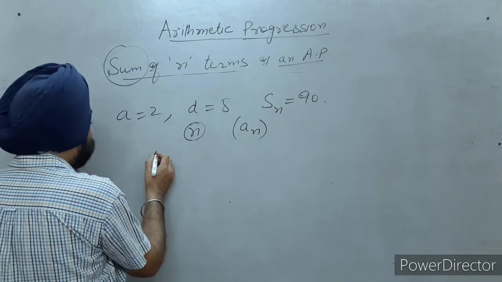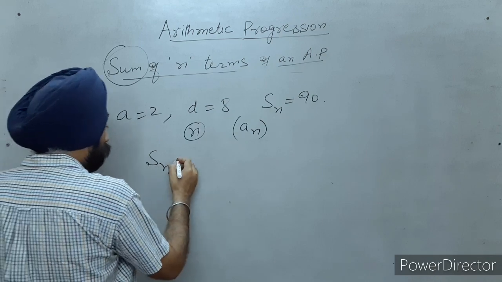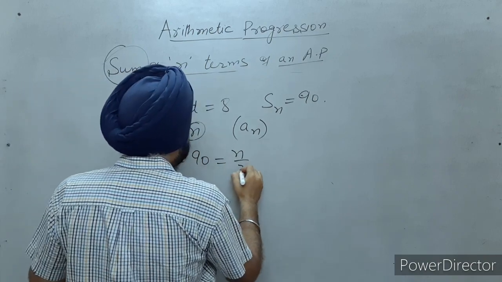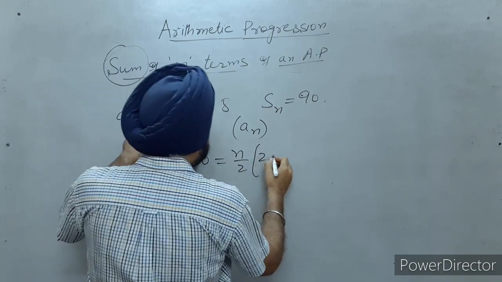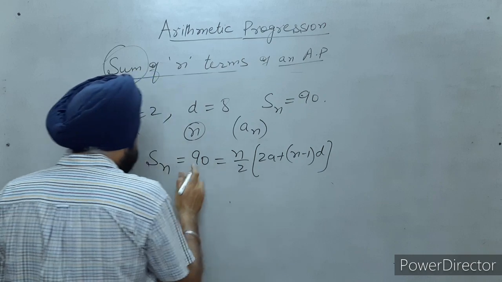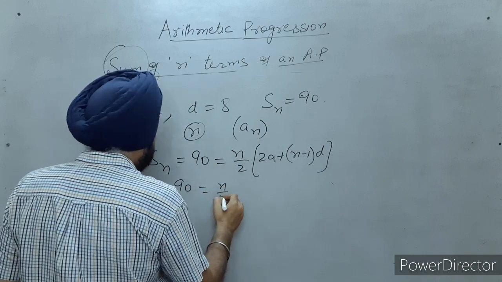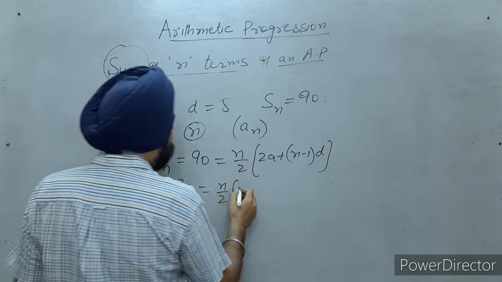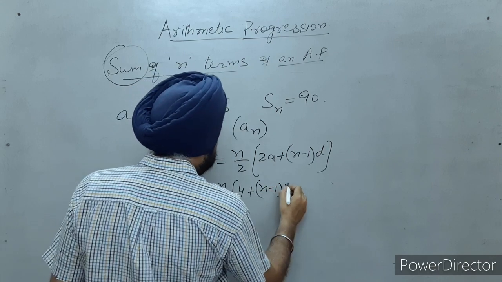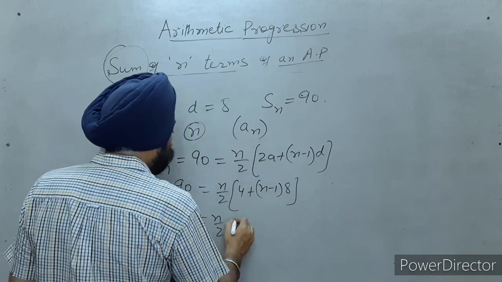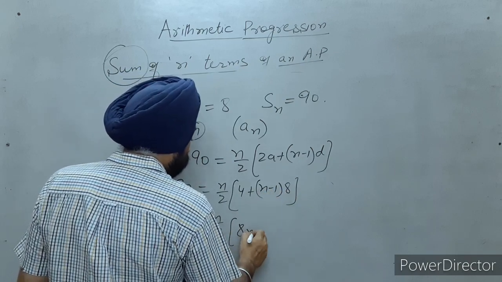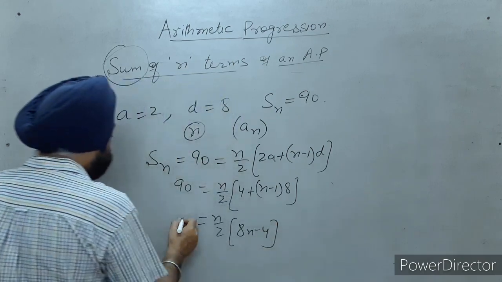Now I will use this. Sn equals 90 is given, that is n/2. I don't have this value: 2a plus (n-1) into d. So 90 equals n/2 [2a, and 2 times 2 is 4, plus (n-1) into 8]. d is given to us. We get n/2 (4 plus 8n minus 8), that is (8n minus 4), and this equals 90.